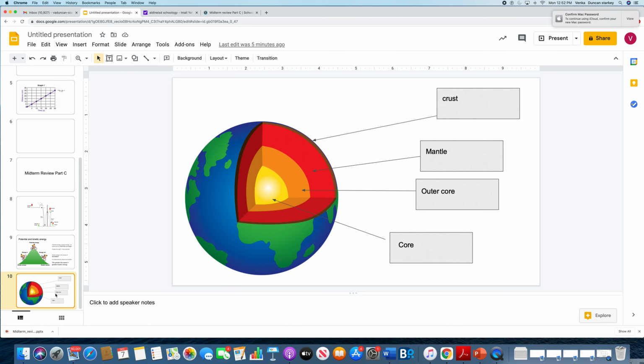As you may remember, they break the two cores up because the inner core is solid. The outer core is liquid. So that's why it's broken up. So you have the crust, the mantle, the outer core, and the inner core.